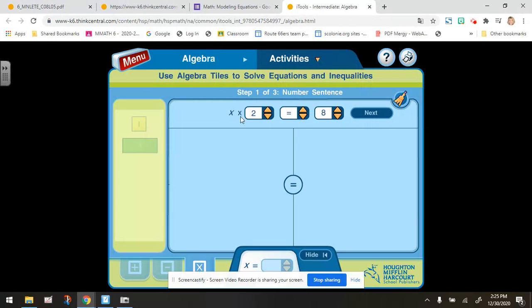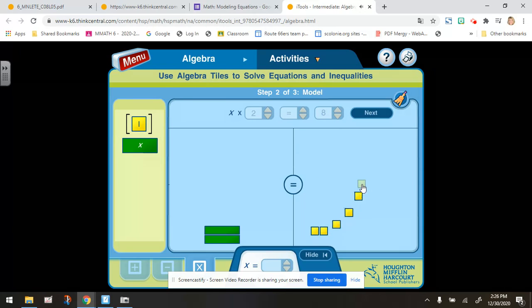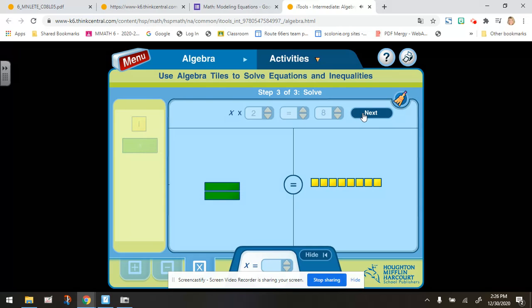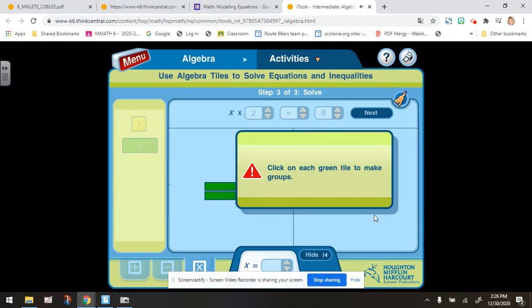If we have 2 being multiplied with x equaling 8, the first thing we need to do is get our 2 x's, because we have 2 of them, right? And on the other side of the equation, we need 8. So we'll take 8 of these. 1, 2, 3, 4, 5, 6, 7, 8. All right, so the next step is to group the tiles.